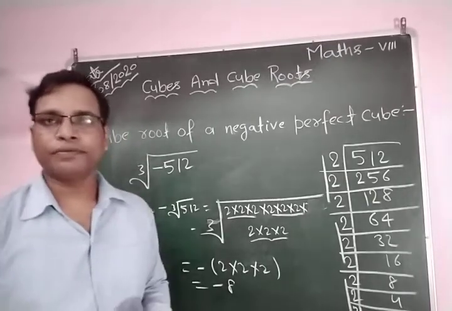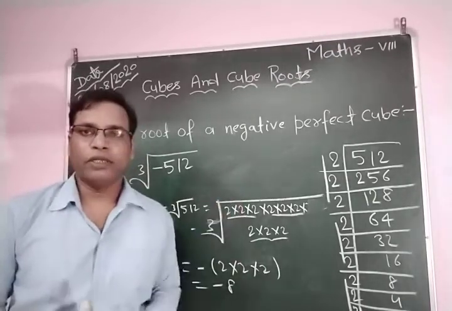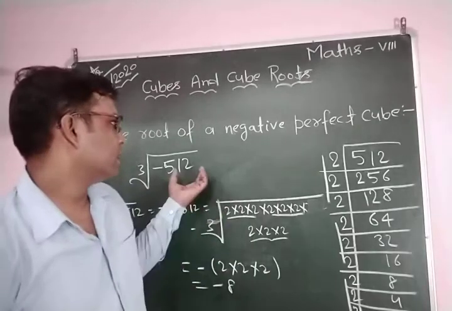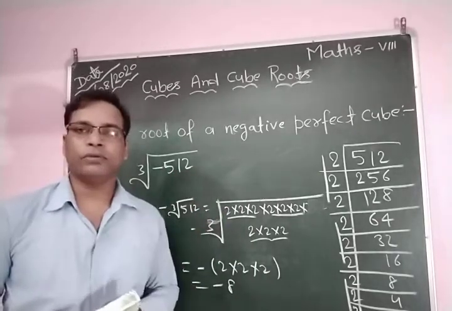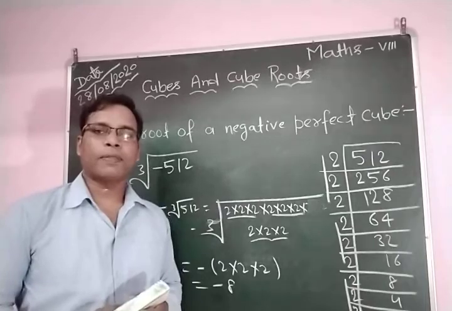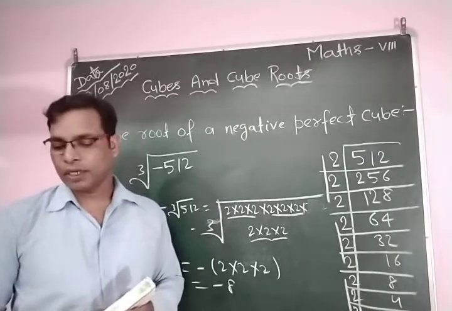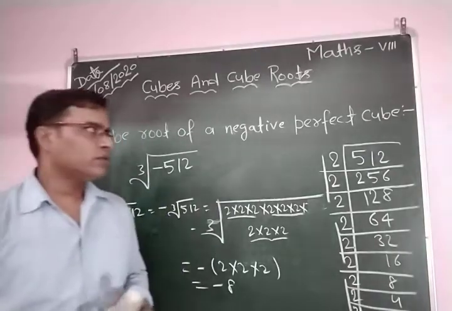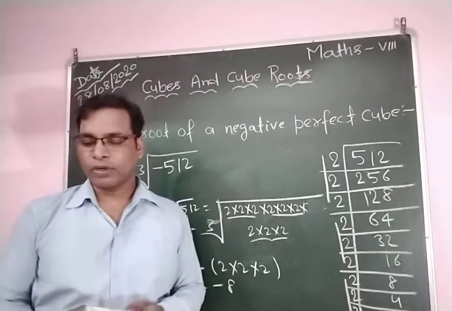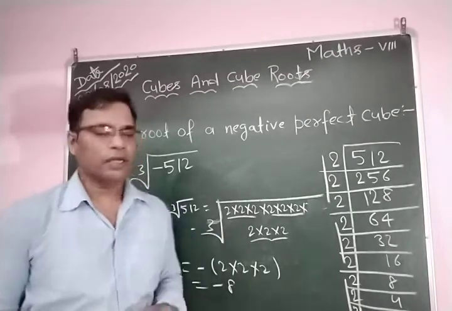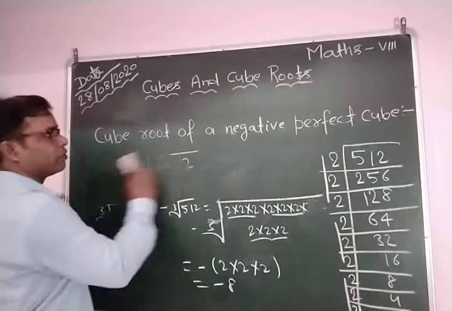So in this way you can find the cube root of negative perfect cubes. Students, I hope all of you understood the cube root of a negative perfect cube. Now we are going to discuss the cube root of a product of integers.